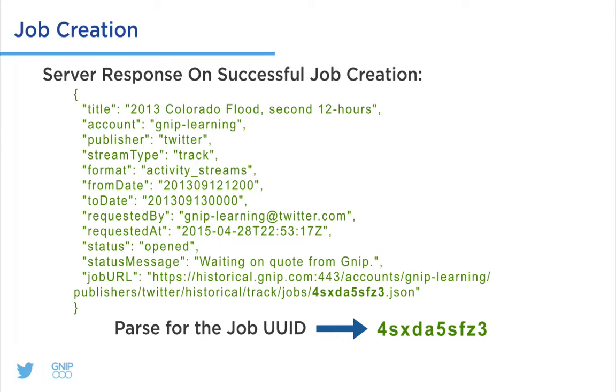It tells me that the status of this job is now opened. Also, it gives me a status message telling me that Gnip is busy generating an estimate. And very importantly is that job URL. So that'll be a URL that you will interact with directly to marshal this job through the process. And an important thing for you to do with this URL is to parse out that job UUID, and you will use that in subsequent requests to the API.